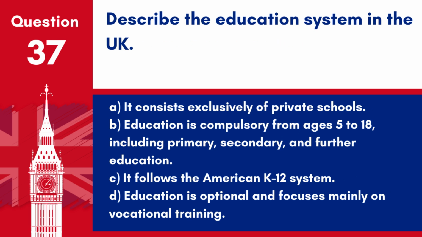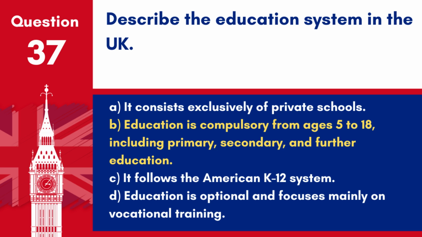Question 37. Describe the education system in the UK. A. It consists exclusively of private schools. B. Education is compulsory from ages 5 to 18, including primary, secondary, and further education. C. It follows the American K-12 system. D. Education is optional and focuses mainly on vocational training.